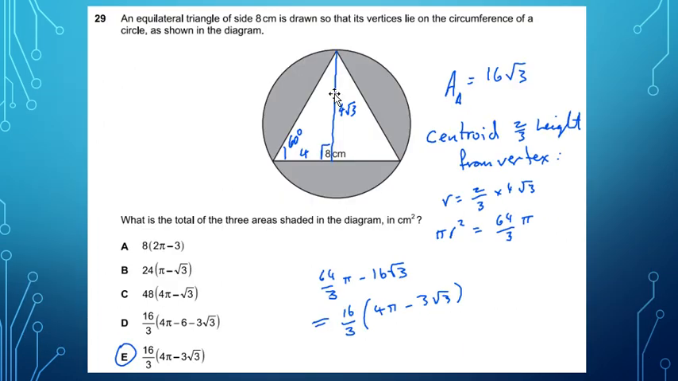Okay, circle question. So we've got an equilateral triangle, side 8, vertices are on the circumference inside of a circle. What do we know so far? Well, we've got 8, we can drop a perpendicular to get 4 to bisect the base. We know all the angles are 60 for an equilateral triangle.